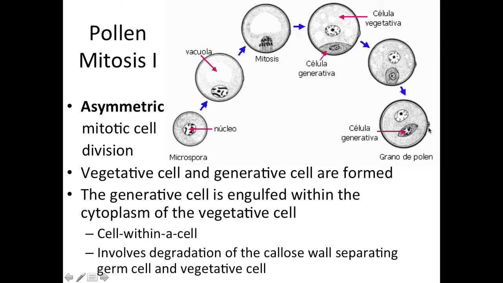Okay? Oftentimes, especially if pollen mitosis 2 occurs after pollination, this generative cell here will take on this very characteristic spindle shape. Okay, it looks like an American football. That's very characteristic of a generative cell, especially those cells that have bicellular pollen.